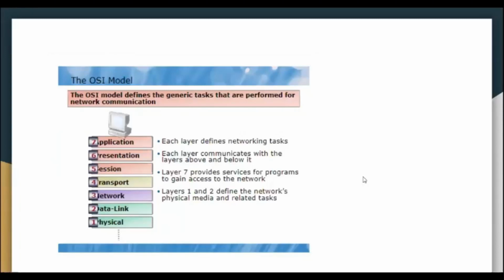And then next, we have the data link layer. It defines the format of data on the network. So the data link, ito yung frames, yung Ethernet, the PPP, switch, and the bridge. Okay, in data link layer.